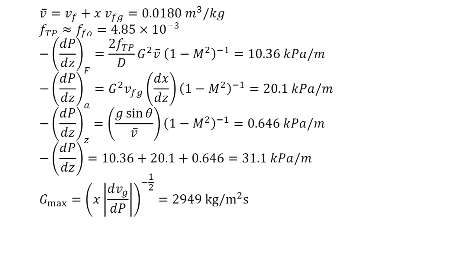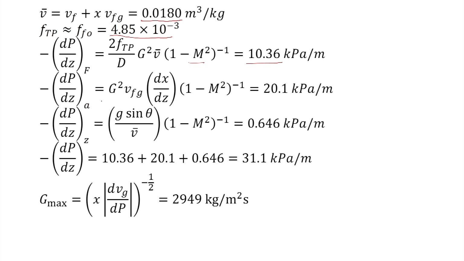The mixture specific volume is equal to 0.0180 meter cube per kg, and for simplicity first we assume f_TP is approximately equal to f_FO, which is this 4.84 into 10 raised to minus 3, and using this friction factor we calculate the pressure gradient due to friction, and here m square is also taken into account, and we get 10.36 kilopascal per meter.